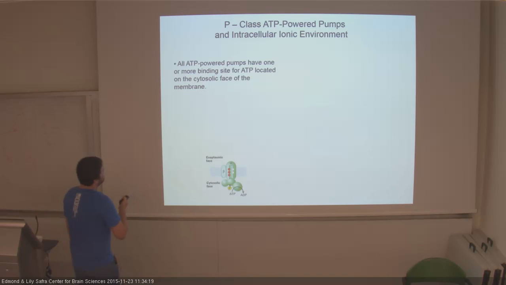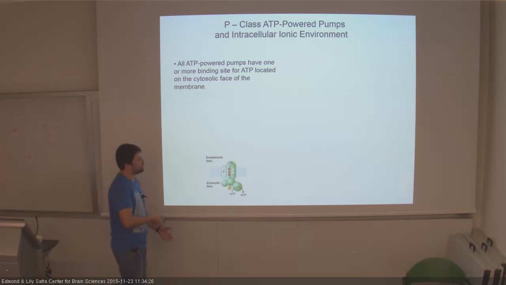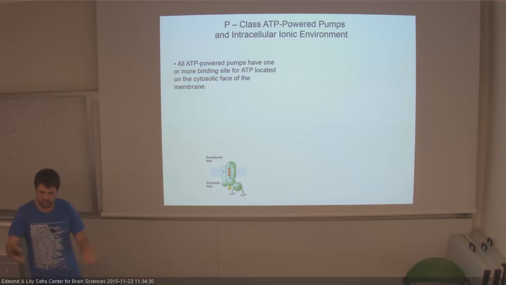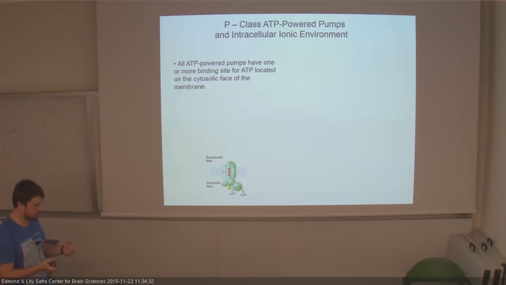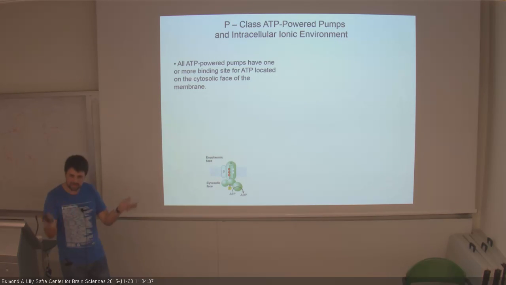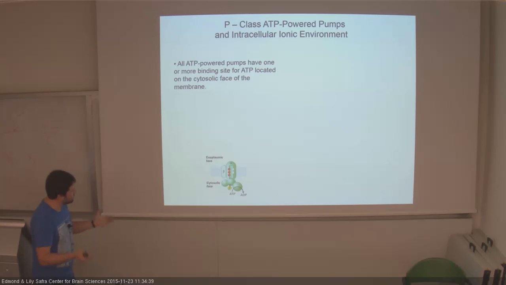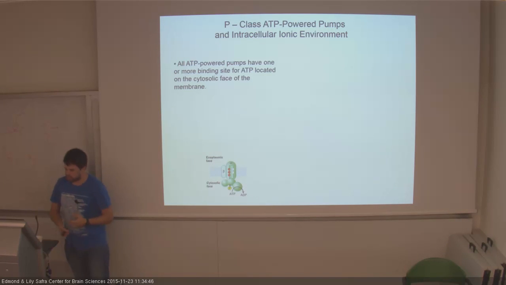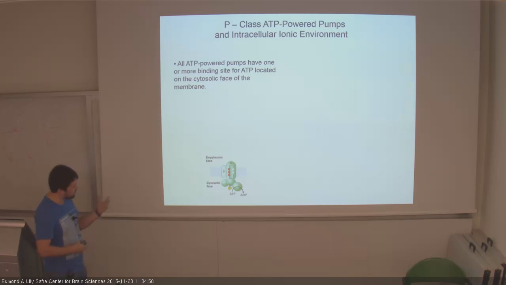All ATP-powered pumps have one or more binding sites for ATP, and this ATP is located in the cytosolic phase. In the exoplasmic phase, you don't have ATP flowing around, right? If you have something precious that you want to keep, you keep it inside the cell. You don't spread it all over and secrete it. I also told you that ATP molecules are highly unstable and really tend to break down, and the energy you receive from breaking ATP is very high.